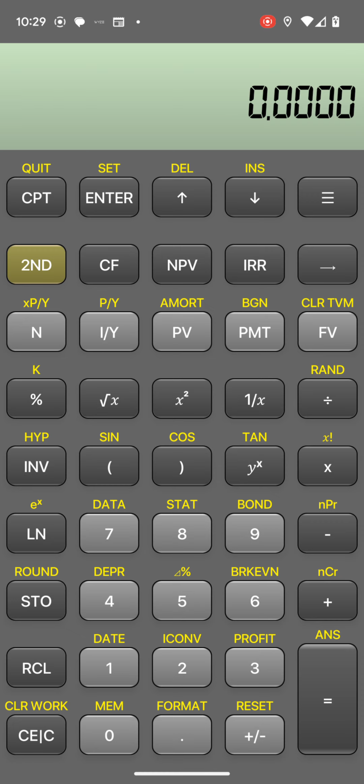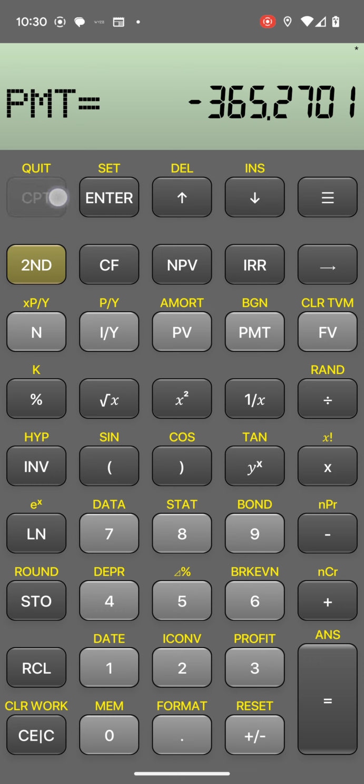Okay, let's verify our inputs. We have 24 payments. We have interest rate of 4.5% per year. We have 4 payments per year. We started off with nothing. We're calculating the payment, and we know that the future value is $10,000. So let's compute our payment. $365.27. Okay, on to the last problem.